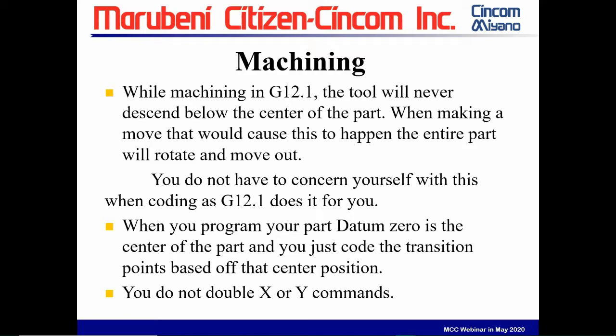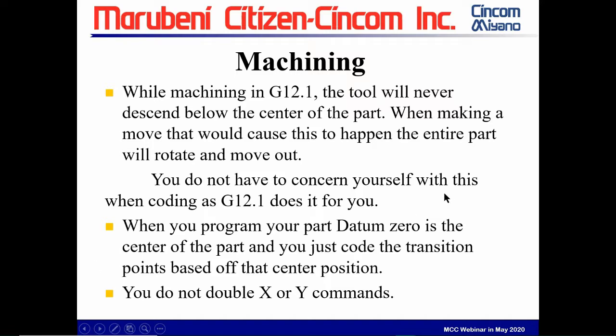Now, I threw in the line, you do not need to concern yourself with this when coding, as G12.1 does it for you. When you code it normally, going below center and everything else, it's G12.1 that does this. So you don't have to think about it. This is more of an information when you're watching it run, how it will look strange and not exactly what you program in, because 12.1 adjusts for it.